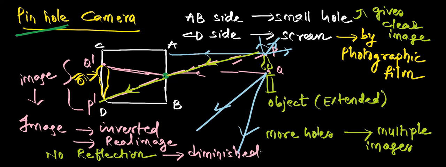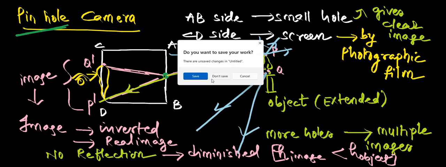That means if you compare the height of the object and the height of the image, the image height will be small. Real, diminished means HI, the height of the image, will be less than HO, the height of the object. In the diagram, it looks bigger, Gautam, but it was just a rough diagram. In reality, it will be less. Any doubt in this? Will there be any reflection in a pinhole camera? No, just passing through the hole. That's it.